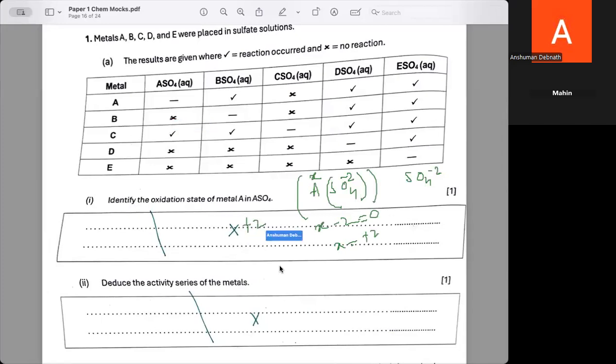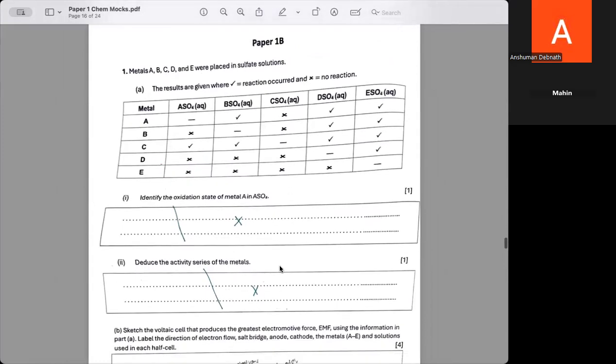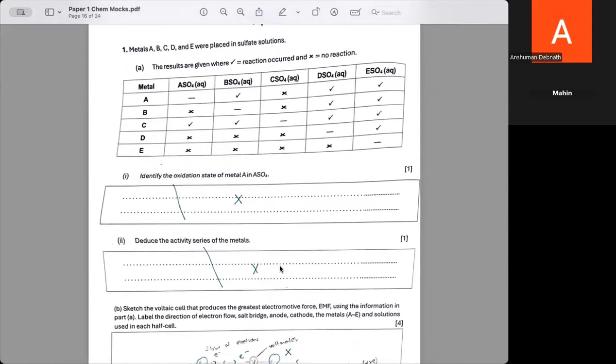Now, this is the activity series of the metal. We have to go for the displacement reaction. Can you cut paste this question? What does the displacement reaction tell you? That more reactive elements will be displacing the less reactive elements. Fine. That's very important: more reactive elements will be displacing the less reactive elements from its compound. Clear?